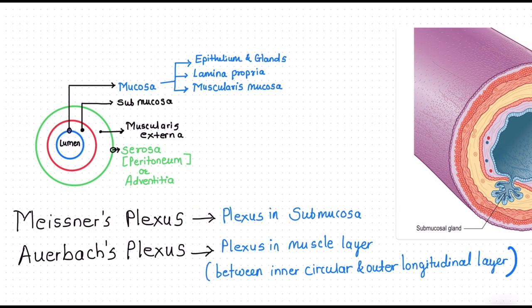Okay. So if there is a lumen in the center, then the first layer will be mucosa, which is composed of epithelium and glands, lamina propria and muscularis mucosa. After mucosa, the next will be submucosa, and then after submucosa, there will be muscularis externa, muscularis layer which includes muscles, and the last one is serosa. Serosa is part of peritoneum and it is also known as Adventitia.